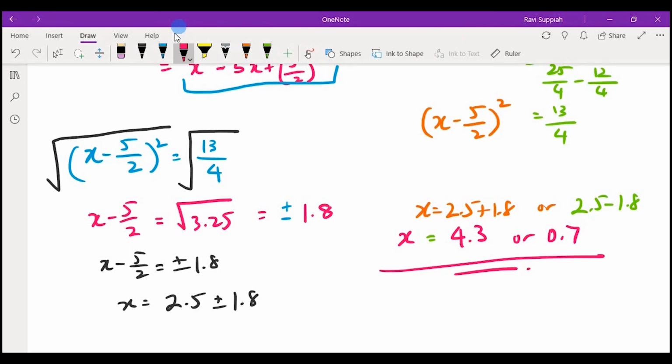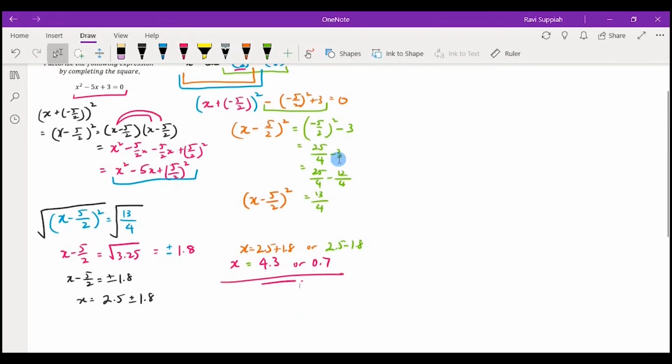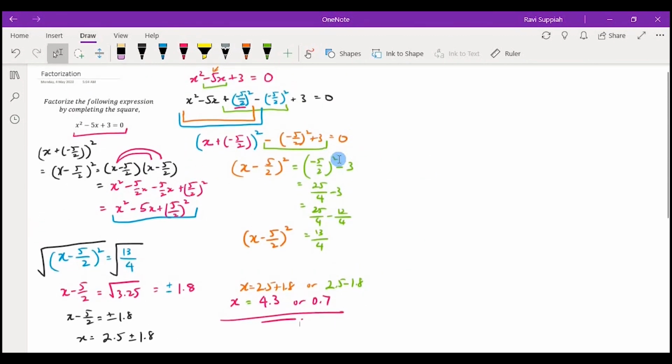I hope this example has given you an idea of how the completing the square approach works, and how you can use it to solve quadratic expressions.